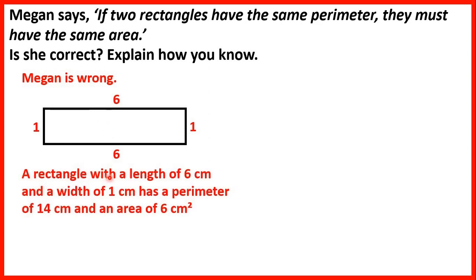A rectangle with a length of 6 centimetres and a width of 1 centimetre has a perimeter of 14 centimetres, because 6 plus 1 plus 6 plus 1 is 14, and an area of 6 centimetres squared, because to find the area of a rectangle we multiply the width by the length, and 1 times 6 is 6.